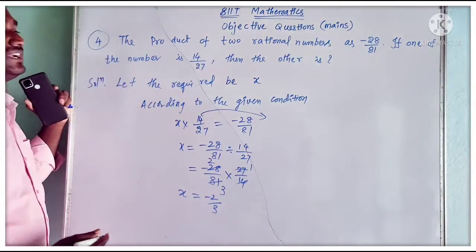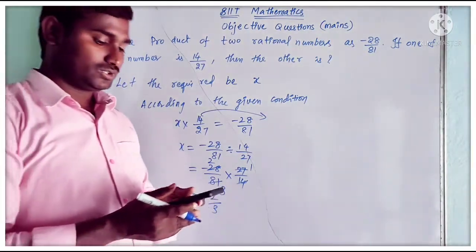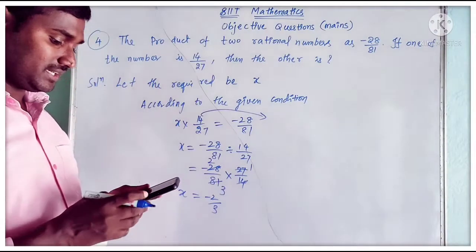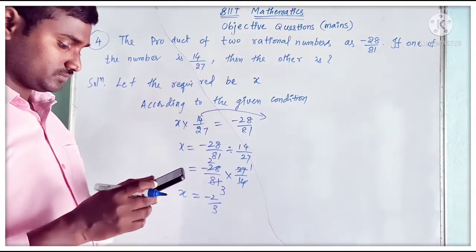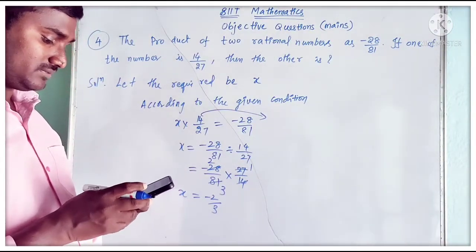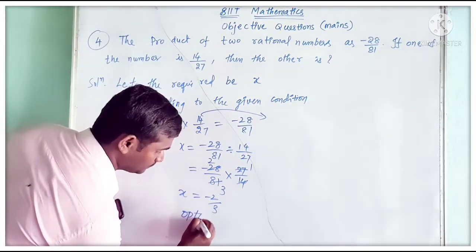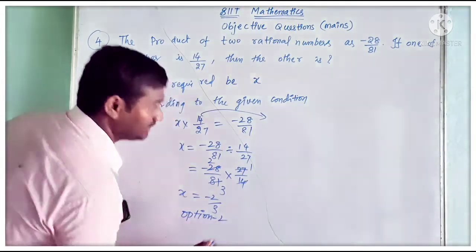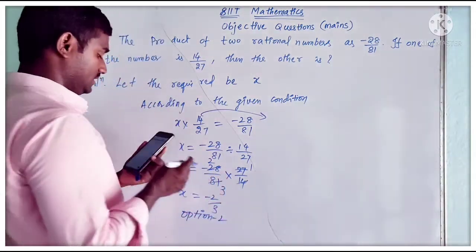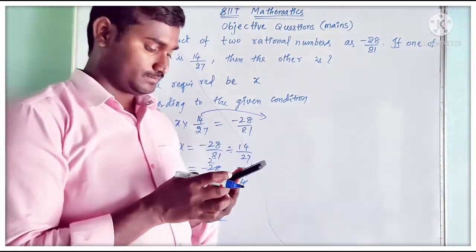So the required rational number is minus 2 by 3. Is there any option we have? Yes, we have the second option. Which is the correct option? Option 2 is the correct one. Next.